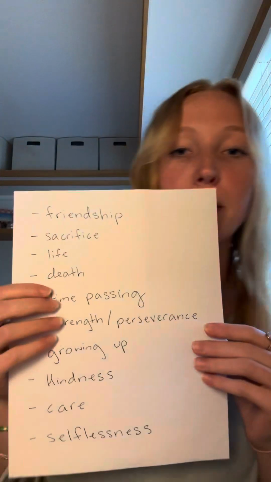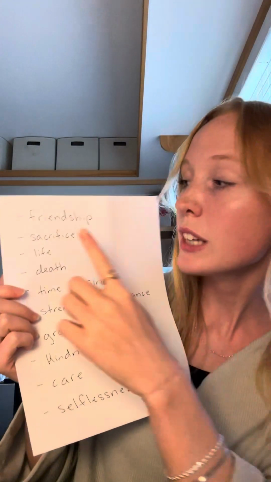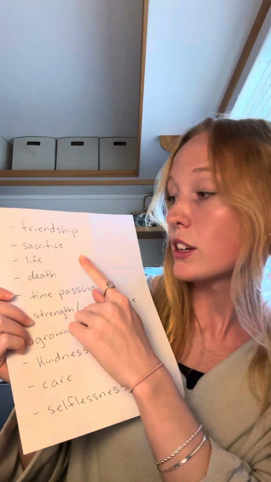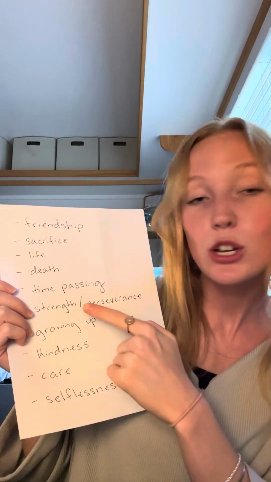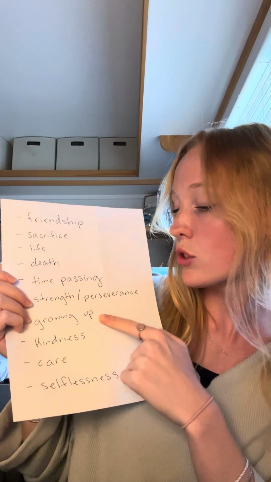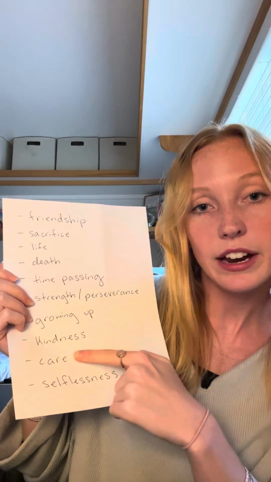And I've written down a few of our ideas on this paper so we can all see them. There's friendship, there's sacrifice, there's life, death, time passing, strength and perseverance, growing up, kindness, care, and selflessness. And these are all themes that we can see in our own lives, right? These are all things that we can see and we can feel what Wilbur and what other characters are feeling in the story because we know what these things are.